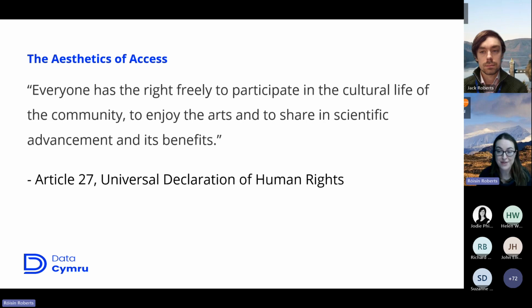So storytelling, even with data, is an art form. And art is an integral part of our culture. And we can see that here from the Universal Declaration of Human Rights, that everyone has the right freely to participate in the cultural life of the community, to enjoy the arts, and to share in scientific advancements and its benefits. So we're saying here as well that accessibility isn't only a permanent aspect; there are permanent, temporary and situational barriers that can affect any one of us at any time. So it's really important to consider every time you're creating visualizations.